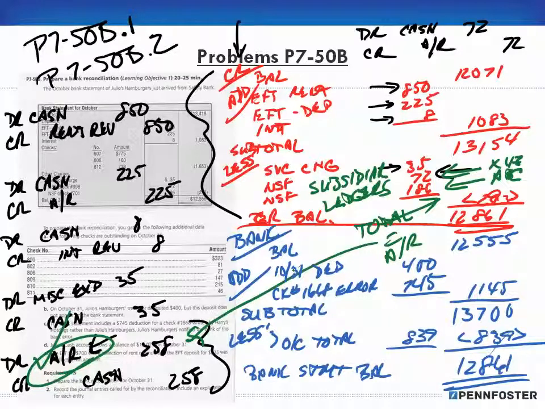And again, I apologize for not finishing off this one, but instead of spending 15 minutes redoing all the bank reconciliation stuff again, I just decided to make it 2 parts. If you don't understand something, pause, rewind, watch the video, go back to 7-50B.1 to see the bank rec. And if you don't get it, feel free to contact an instructor. Okay.